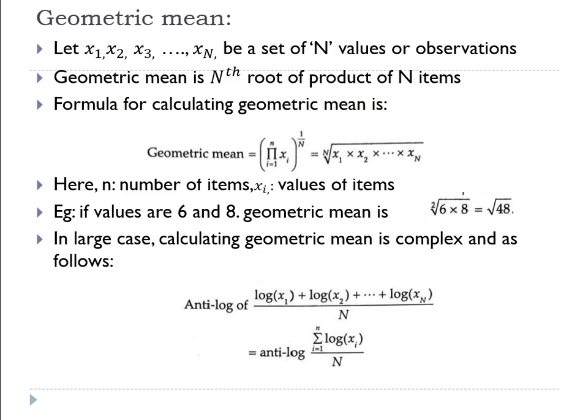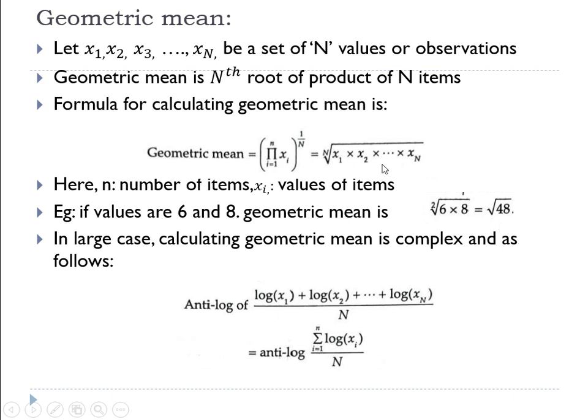Coming to the next one, geometric mean. The same example, suppose I have x1, x2 up to xn. Suppose these are the n values or observations I have. Geometric mean is the nth root of the product of n items. So what you do is take the product of x1 into x2 into x3 into up to xn, and then take the nth root of the product of these n items.